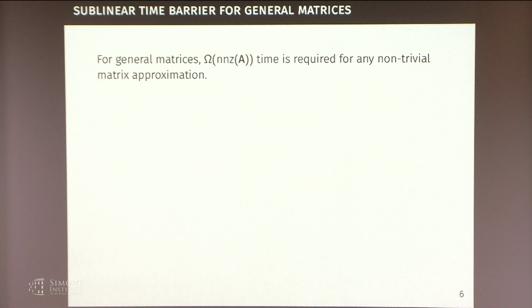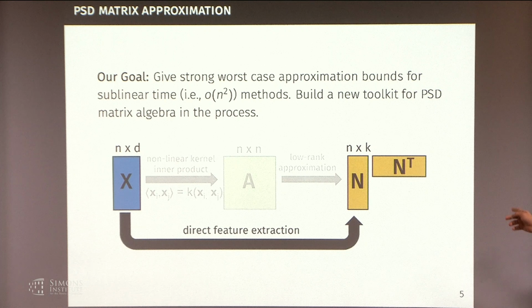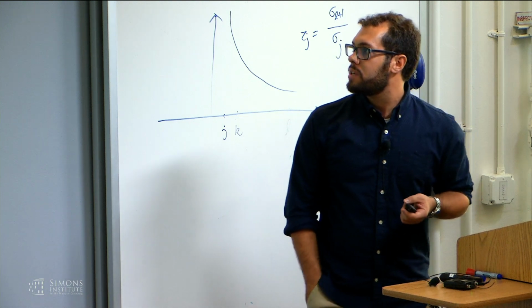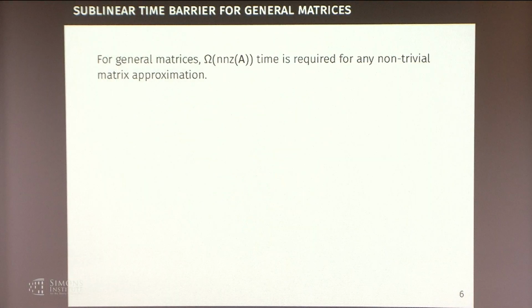Okay. So first of all, let me talk about why we can't hope to do this without this positive semi-definite structure. I'm telling you, I want to get a good low-rank approximation to A, and I don't want to read all of its entries. I want to run in little o of n squared time, even when A is dense. This is clearly an impossible goal if A is a general matrix.